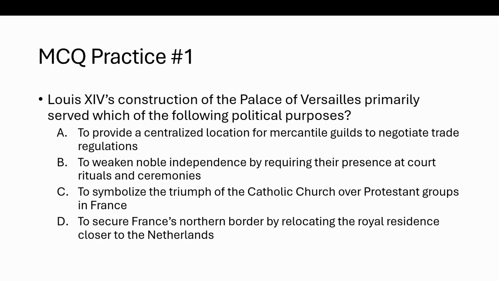And then lastly, D, to secure France's northern border by relocating the royal residence closer to the Netherlands. This just simply isn't correct. The Netherlands wasn't a super major concern for France at the time, and like I said, Louis XIV wanted to consolidate his own. So the correct answer would be B. He wanted to weaken noble independence by requiring their presence at court rituals and ceremonies. He could keep an eye on them and prevent them from undermining his rule in any way.